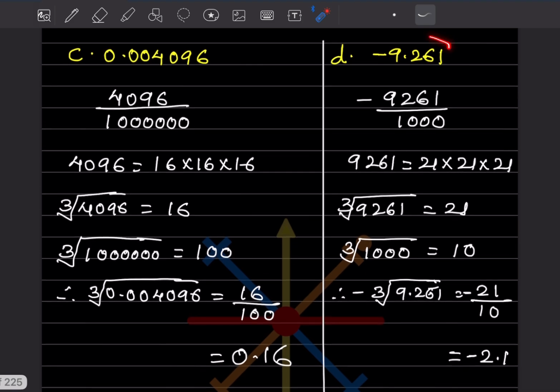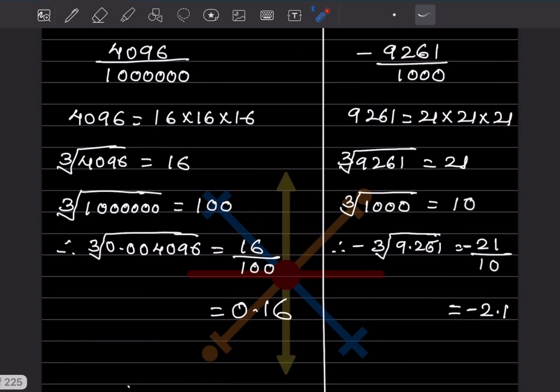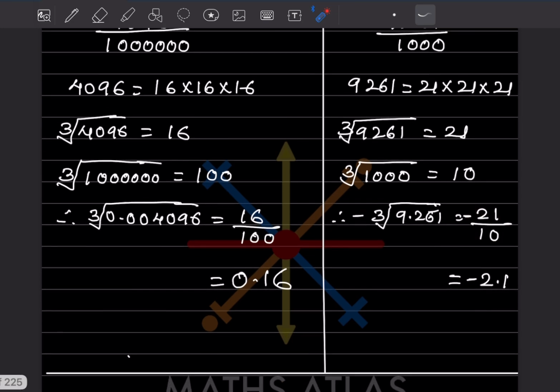Again for this one, you will write here 9261 divided by 1000. So this is going to be 21 into 21 into 21. That will be 21 cube root of this. And for 1000, it's going to be 10. So this is minus. So that will be 21 by 10. So that will be minus 2.1.